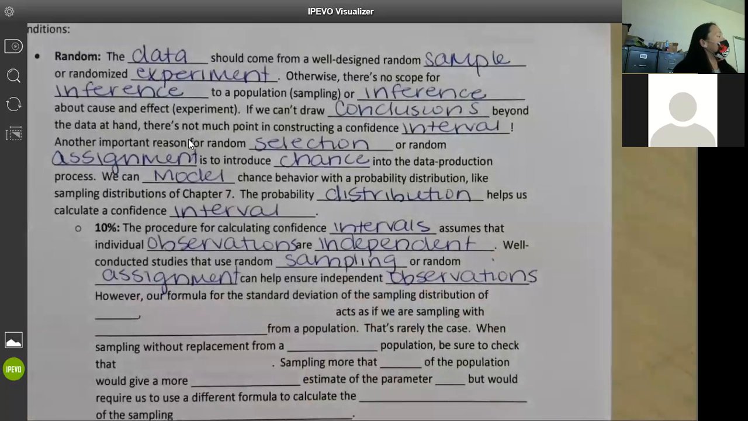And remember when we didn't know if it was independent because we weren't replacing our population. When you take an SRS, you are not replacing, so you're changing that chance. You have to check that 10% rule.